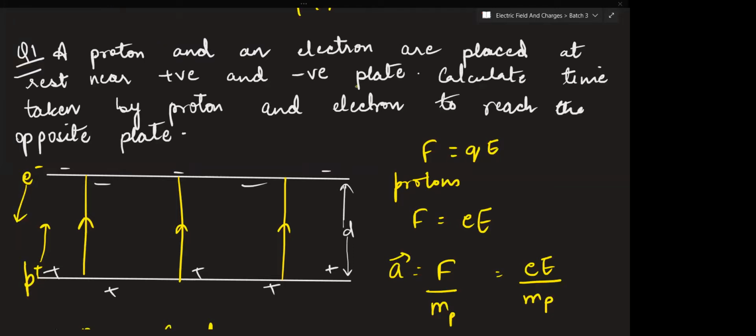The distance that we have to cover is what? The distance that the proton has to cover is this much to reach the opposite plate. And the distance that the electron has to cover is also this much towards this plate. This distance is already given to us as small d. That's why we have taken s is equal to d. The distance traveled, or you consider displacement, in the uniform motion equations.